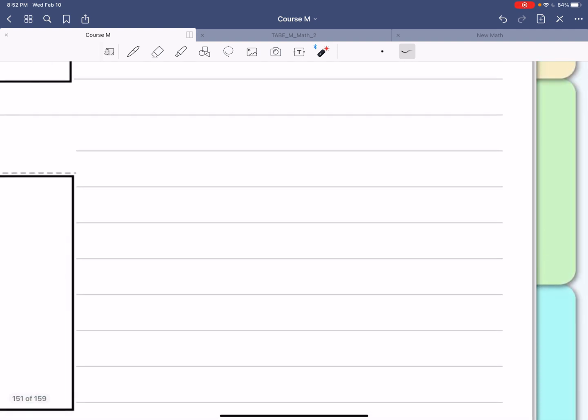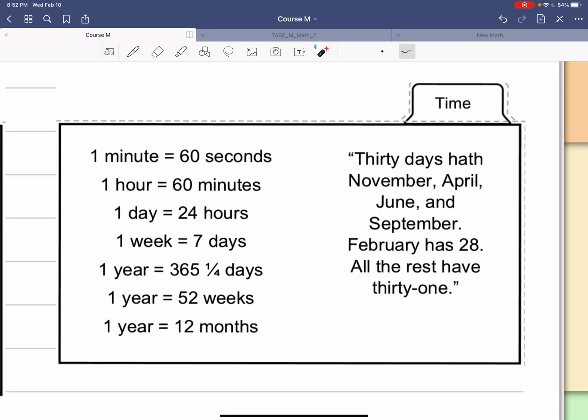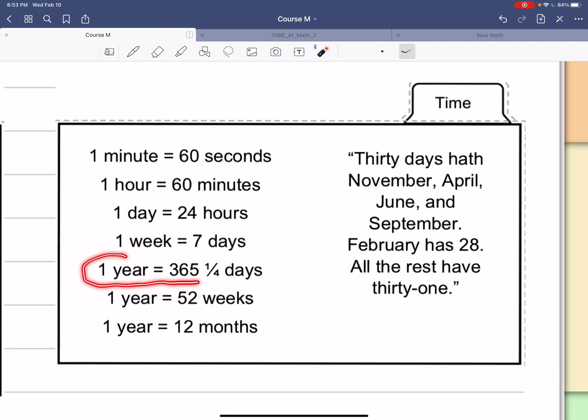And then the units of time, there are lots of these, but these are probably the most familiar because we use them every day. If you follow any kind of a schedule, you are used to hours and minutes and days and weeks and so on. One thing I want to point out here is this one, that 1 year is 365 and 1/4 days. This is why every 4 years we have a leap year. That is to make up that 1/4.